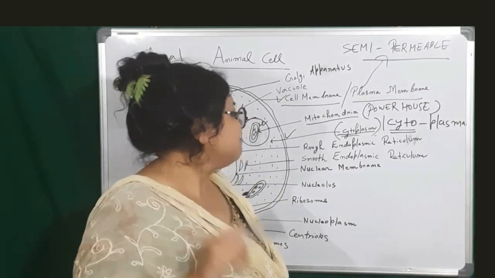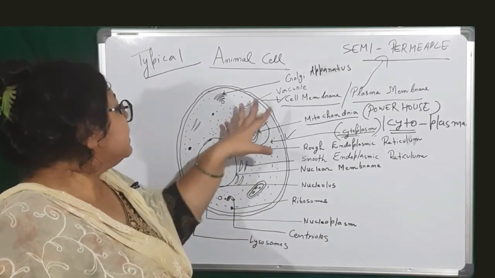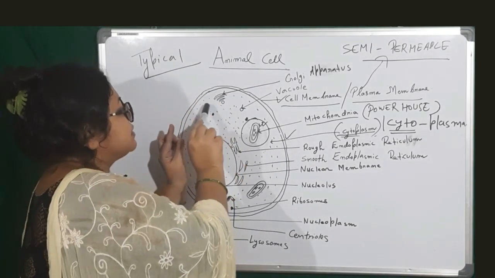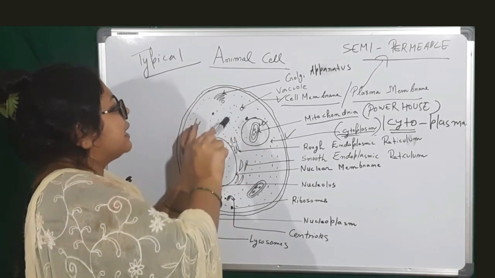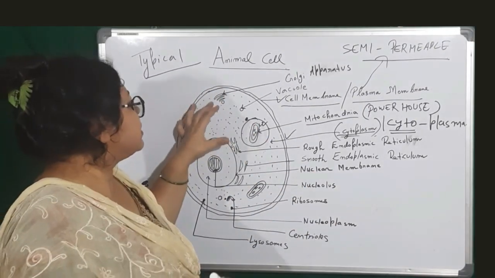Clear? Next we come to the next part, the Golgi apparatus. You can draw it like this. Okay, Golgi apparatus are like this. These are the Golgi bodies. They are also present just above this one.